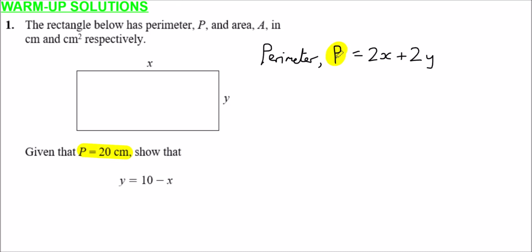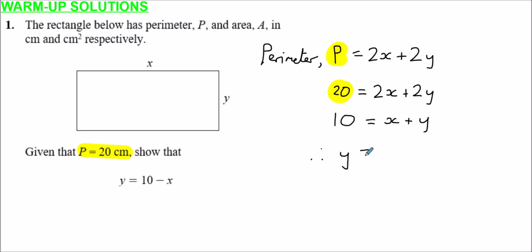So in our case, we can substitute in 20 for the value of P. So 20 equals 2x plus 2y. We can then divide through by 2, which gives us 10 equals x plus y. Therefore, if we just subtract x from both sides, we'll get what we want to get. So y equals 10 minus x, which is what we wanted to prove all along. And so that's question 1, done and dusted.